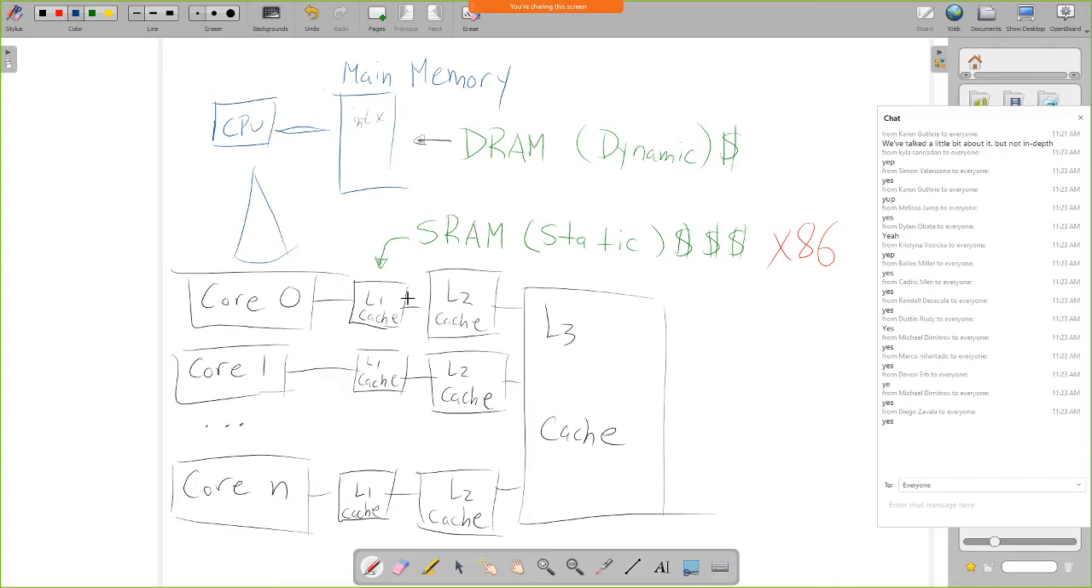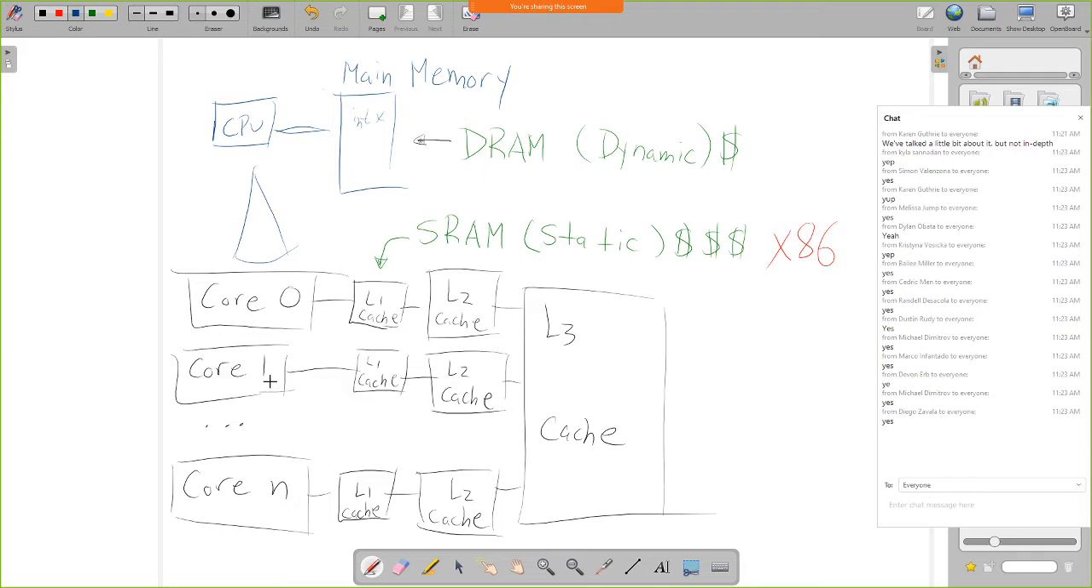So let's just say integer x, somewhere in our code we end up using it, so that it needs to be added to something. So core 0, let's just say, handles that instruction. What it'll do is throw that in the L1 cache, the L2 cache, and the L3 cache, and core 0 now, whenever it needs the integer x, can just go straight to L1 cache.